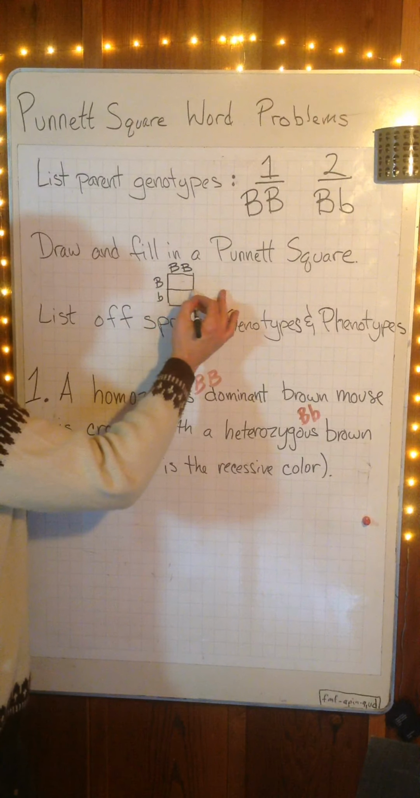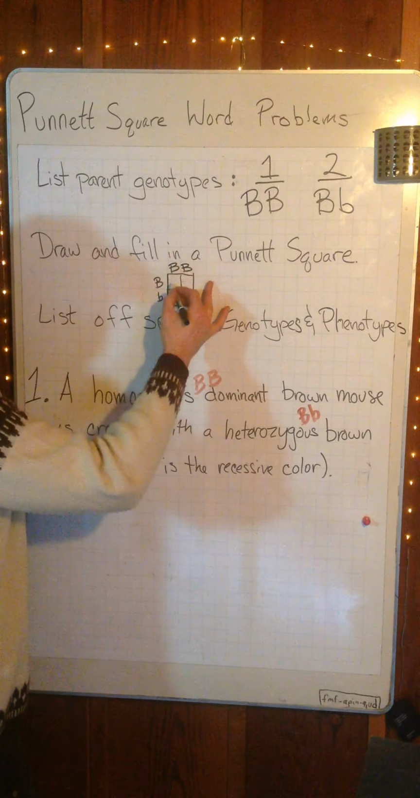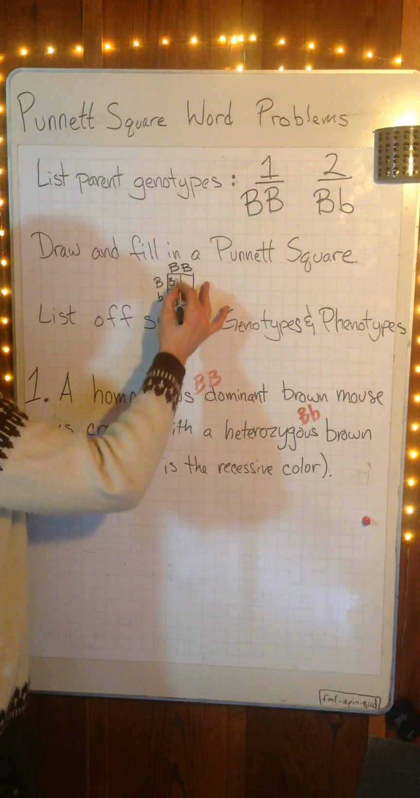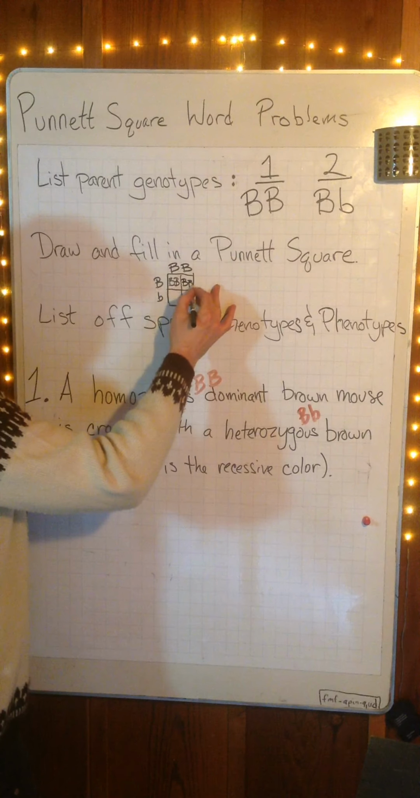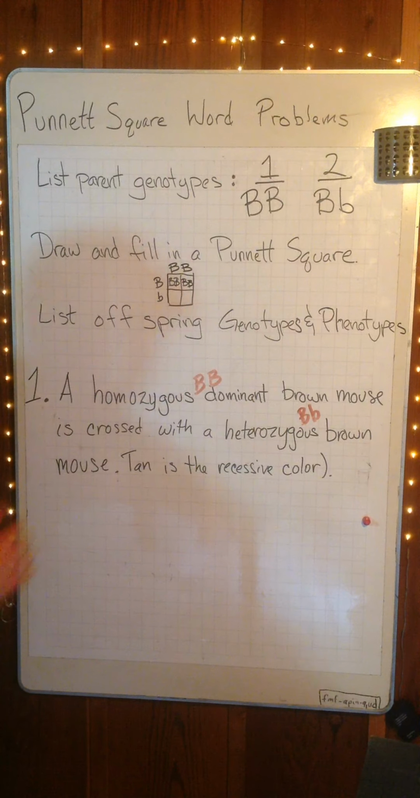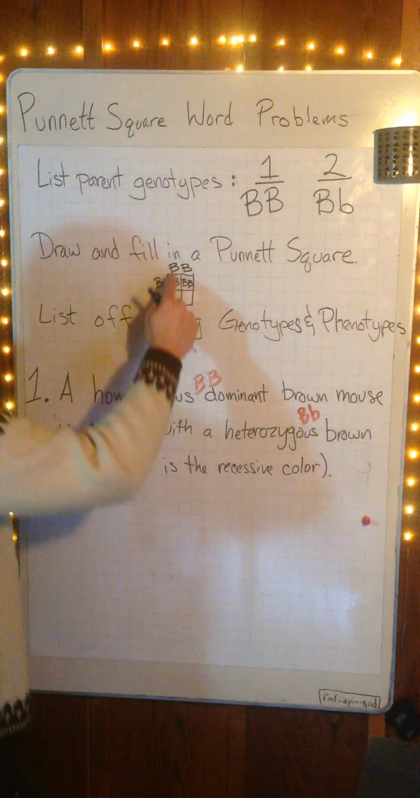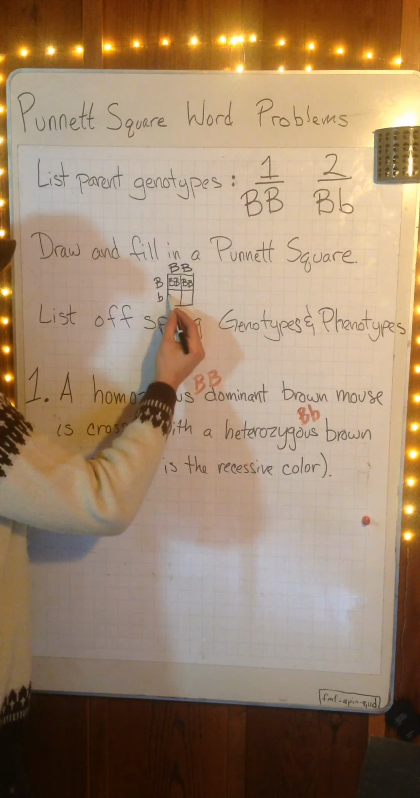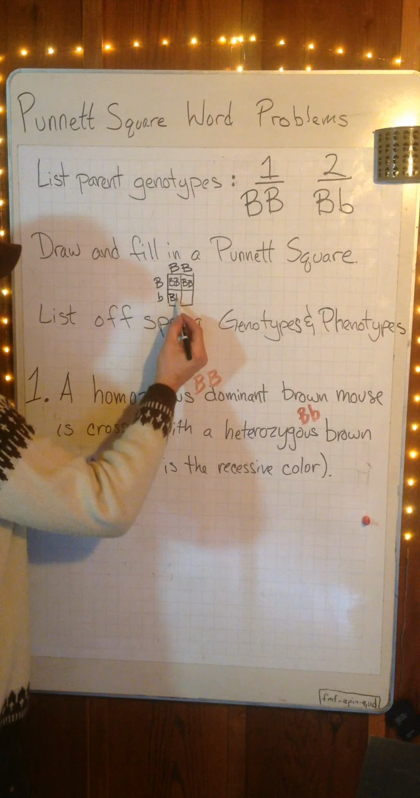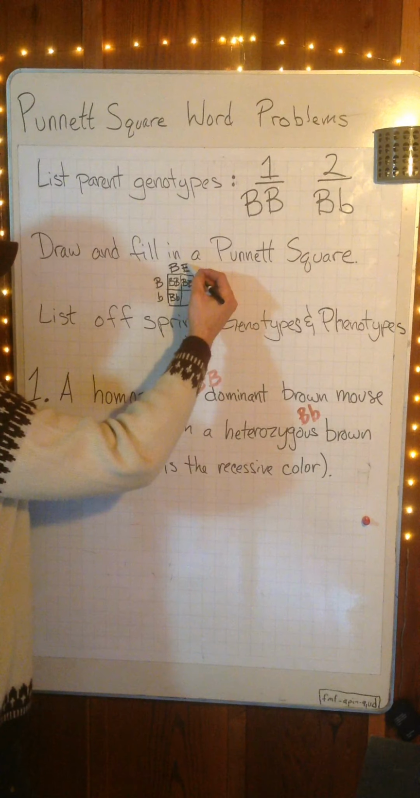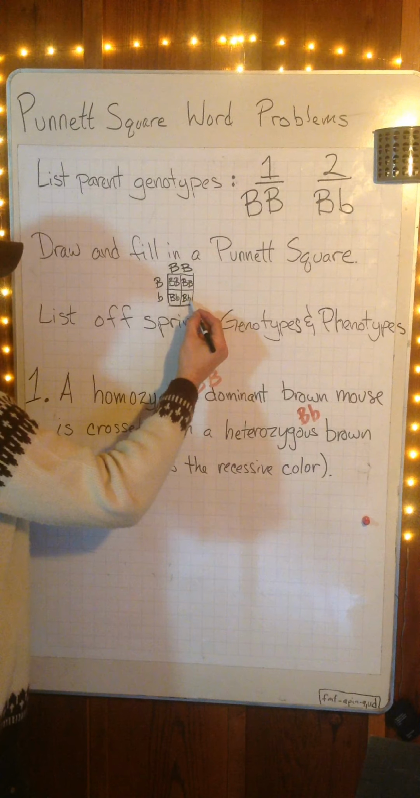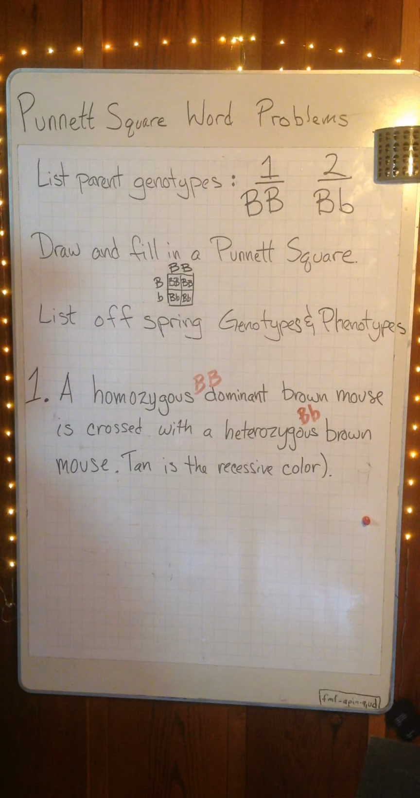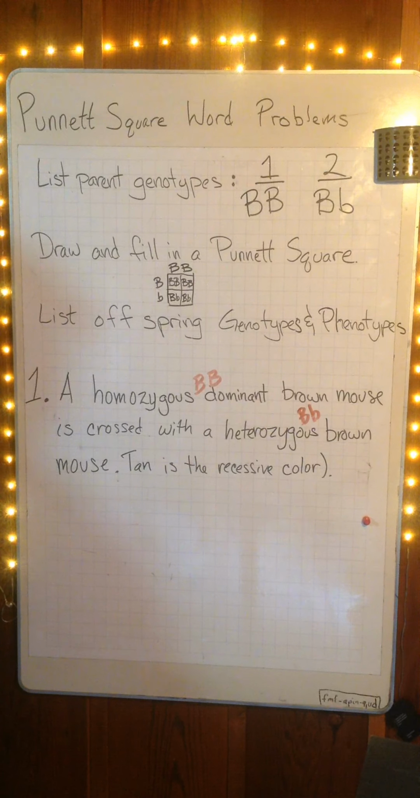With my little box here, I'm going to bring this one down, and I'll bring this one over, and I'll bring this one down, and I'll bring this one over. Do you see how it's kind of like playing the game of Battleship, where you have to look at this one and see where they meet? So I'll bring my capital B down here, and I'll bring my little b over. So this one's a big B, little b. And then I'll do the same thing here. Big B comes down, little b comes over. Okay, so now I have all 4 potential offspring from these 2 parents.